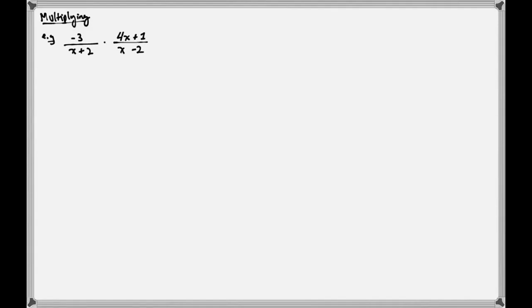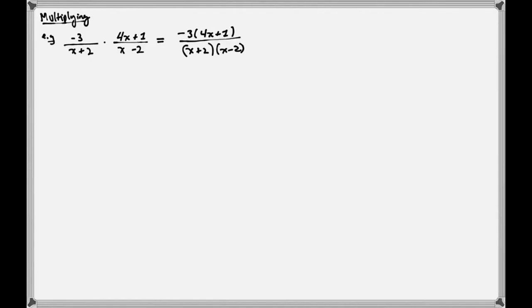So in this case, I'm going to take minus 3, and I'm going to multiply it by 4x plus 1. And just initially, I'm going to write that as 4x plus 1 in parentheses times minus 3. In the denominator, I take x plus 2, that whole quantity, and I multiply it by x minus 2. So include the parentheses. And in a sense, this is actually a pretty good expression to have.